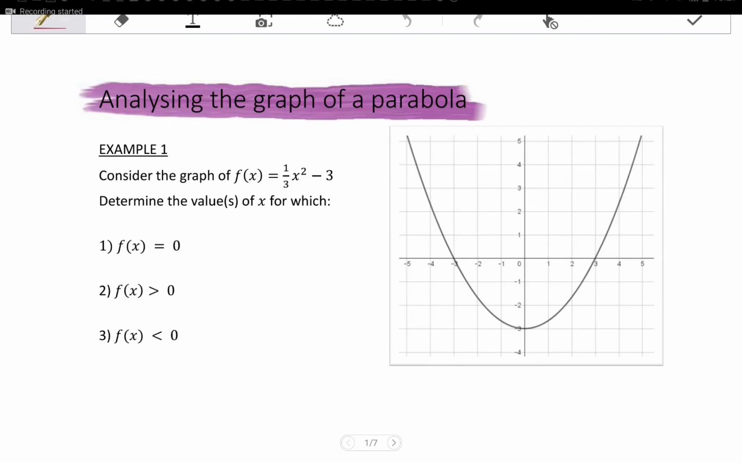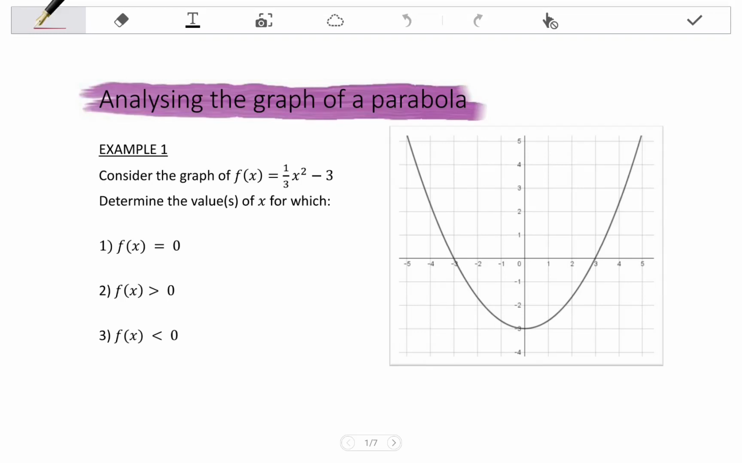In this video, we are going to work through some examples of analyzing the graph of a parabola. So let's start with example 1. It says, consider the graph of f of x equals a third x squared minus 3. And we see that graph on the right.